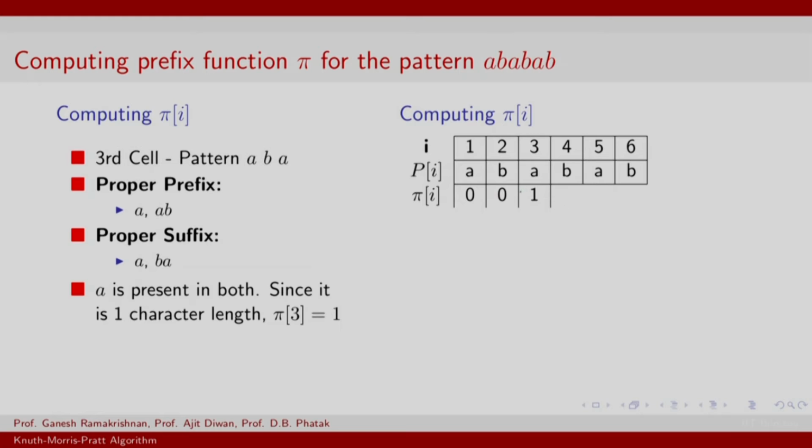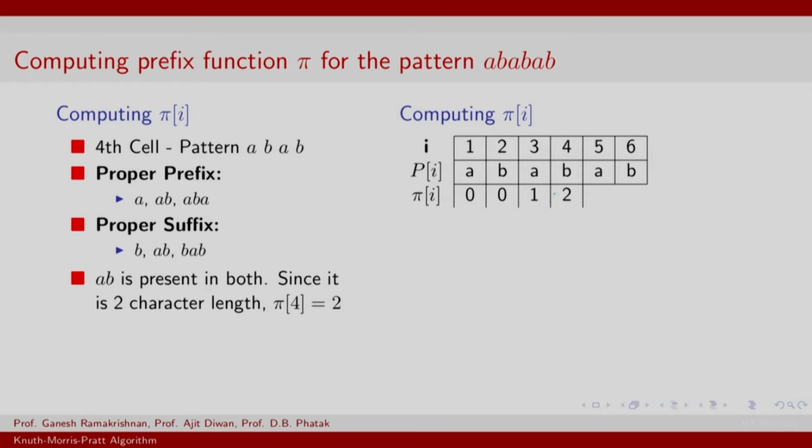At the next level we find that it is indeed possible to find a prefix of P3, that is A, which is a proper suffix of ABA. So pi of 3 is therefore 1, pointing to A. How about P4? Well, there is indeed a prefix AB that is a proper suffix of ABAB. So this gives you an index of 2.